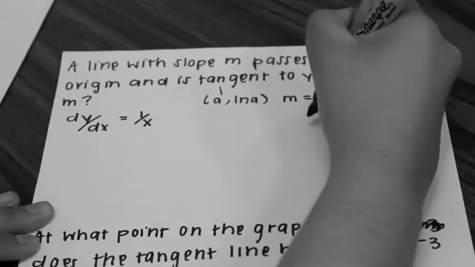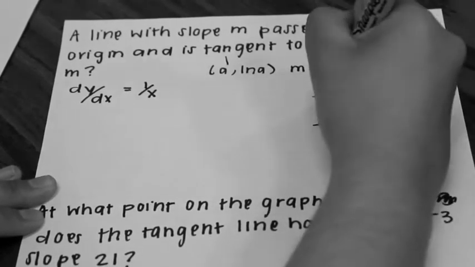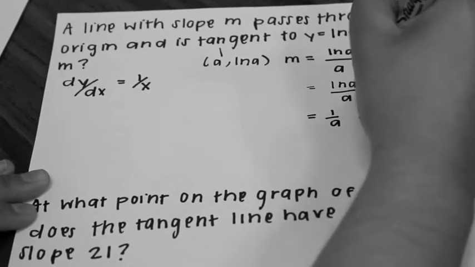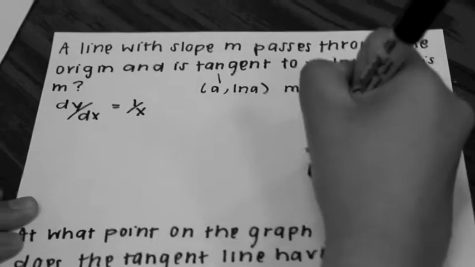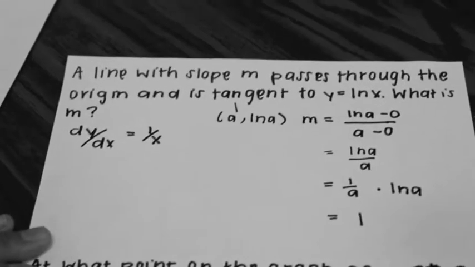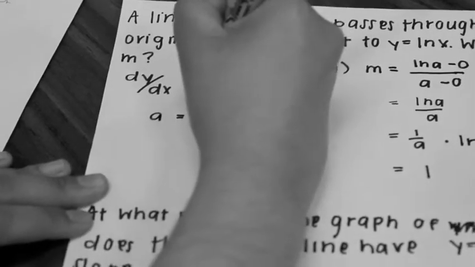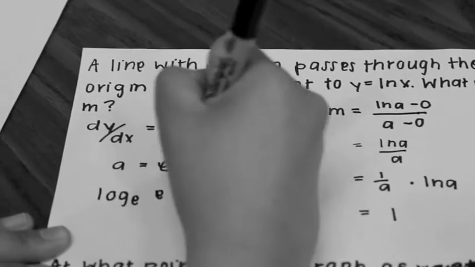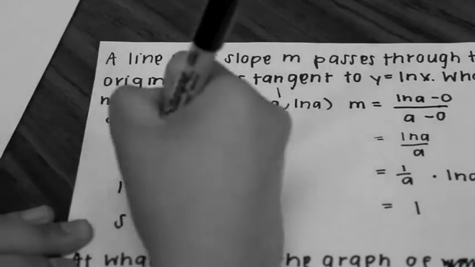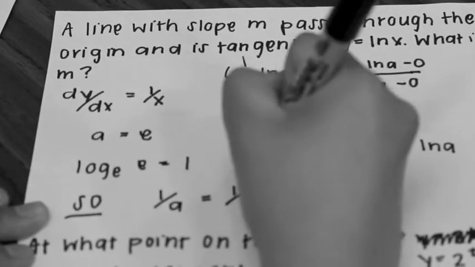Now you can simplify this slope to become ln a over a, which is the same thing as 1 over a times ln of a. And you simplify this further to become just 1. And since it equals 1, you can say that a is equal to e. And when you take log base e of e, it's going to be equal to 1. So 1 over a is equal to 1 over e.